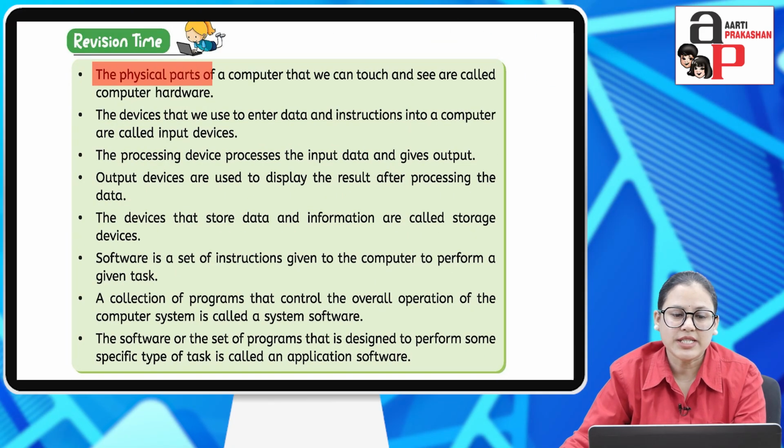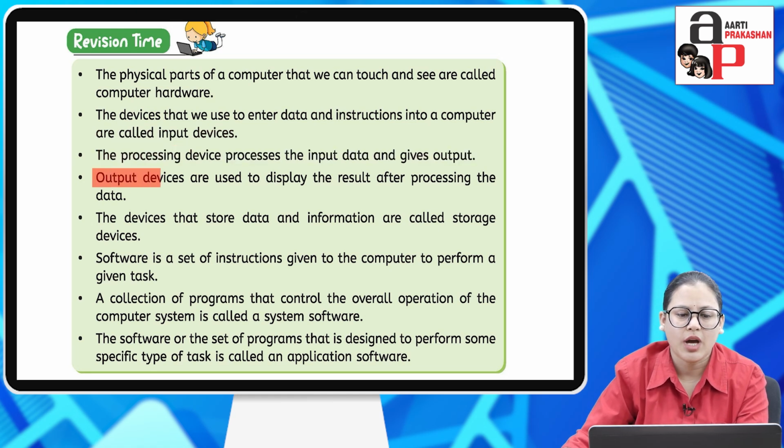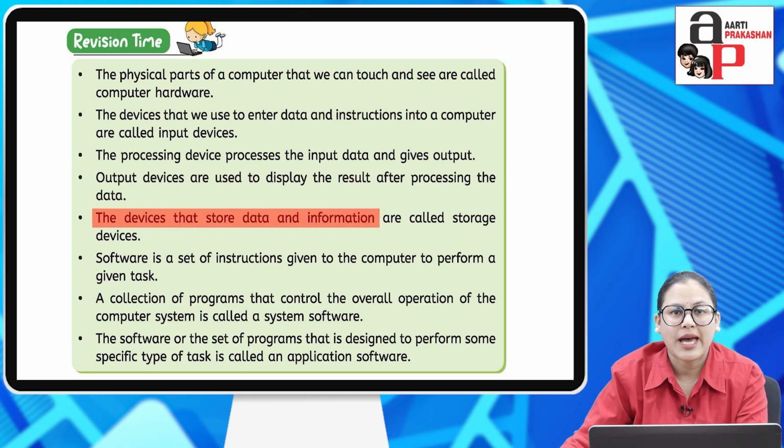Revision time. The physical parts of a computer that we can touch and see are called computer hardware. The devices that we use to enter data and instructions into a computer are called input devices. The processing device processes the input data and gives output. Output devices are used to display the result after processing the data. The devices that store data and information are called storage devices.